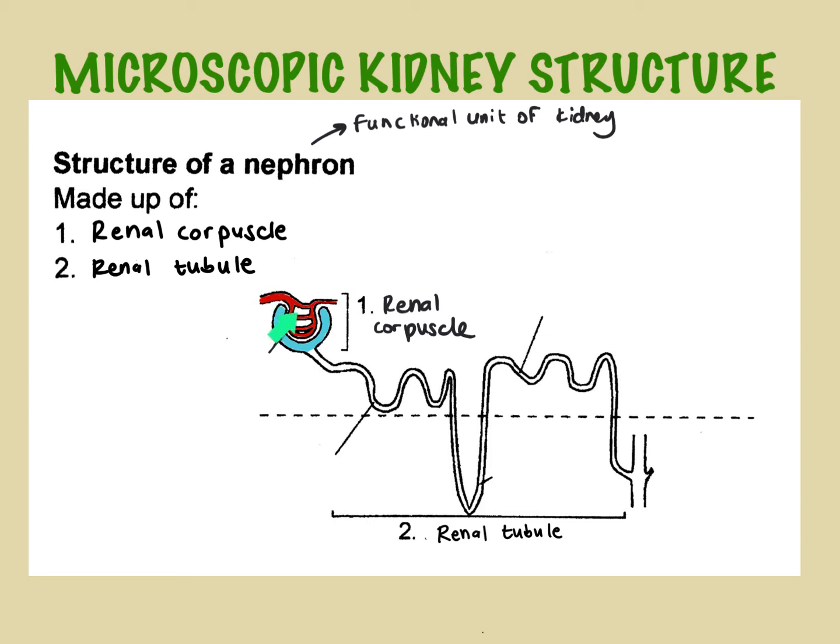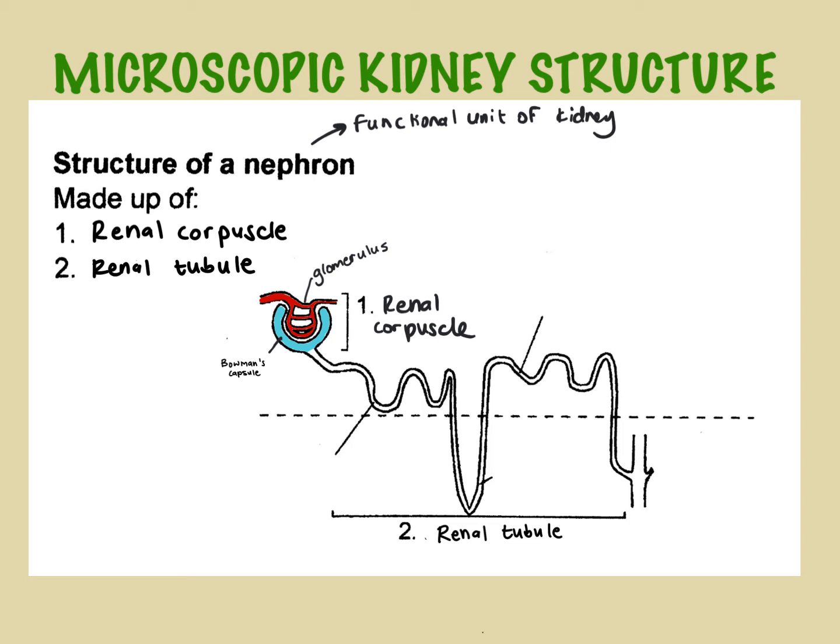The first part is this capillary network which enters here, and that is called the glomerulus. So the glomerulus is just the capillary network that is found inside this cup-shaped Bowman's capsule. So this blue cup that wraps around the glomerulus is the Bowman's capsule.